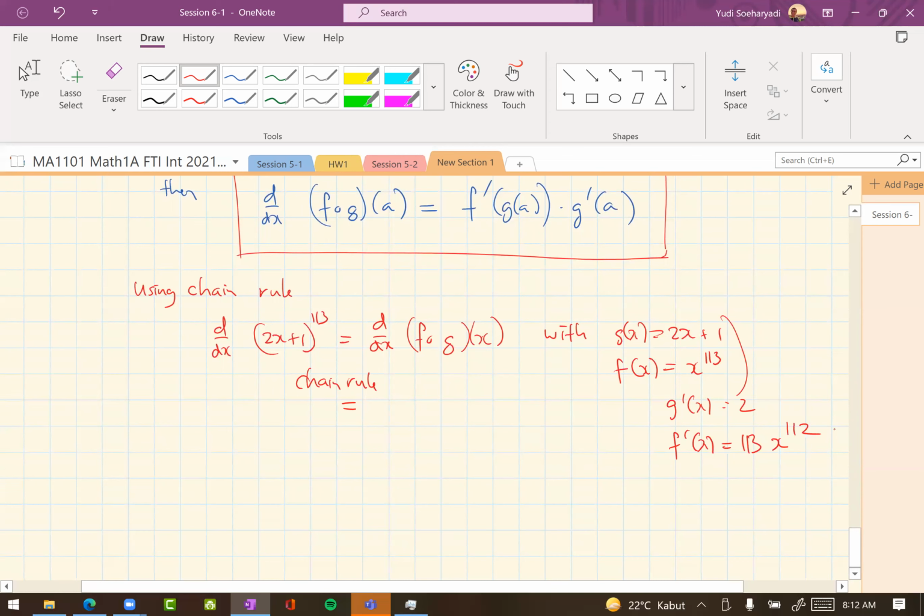So what we have is f prime, computed at g of x. We have 113, replace x by 2x plus 1, to the power 112. Multiply by the derivative of g. The derivative of g is 2. So you have 2 times 113, which is 226.